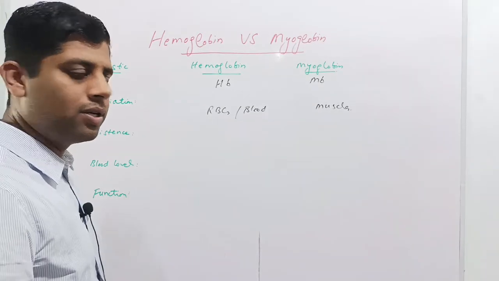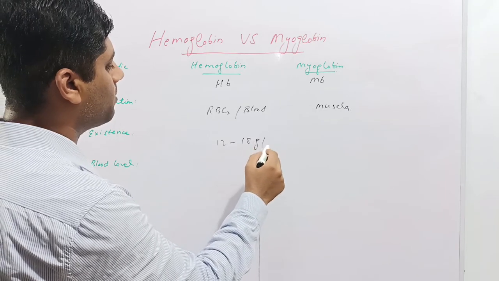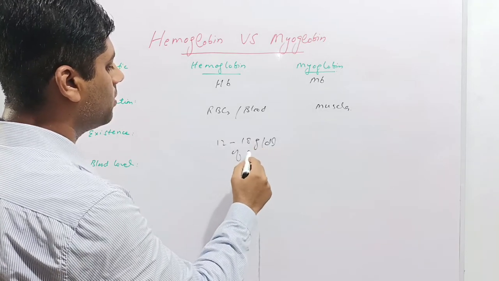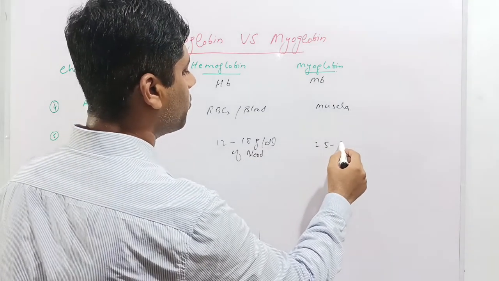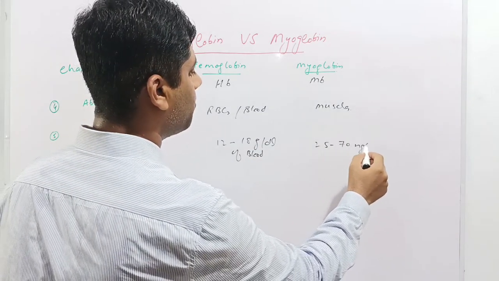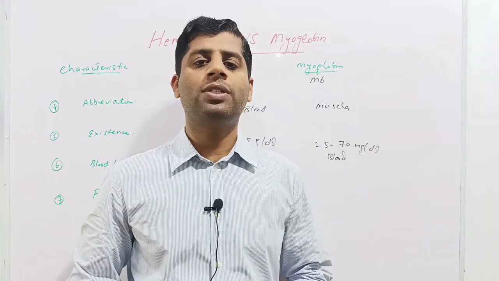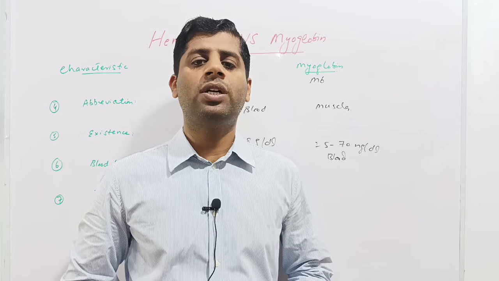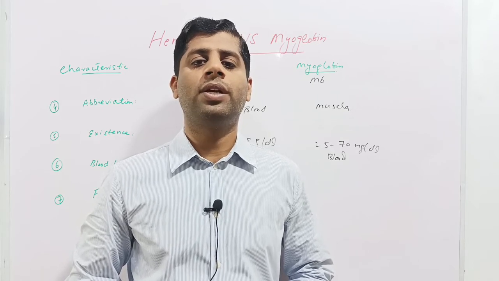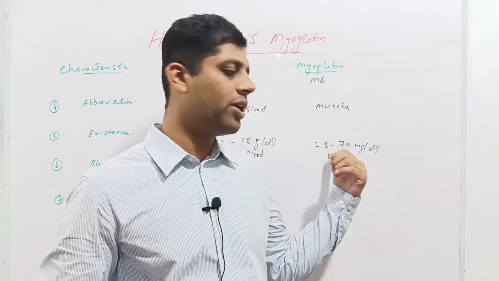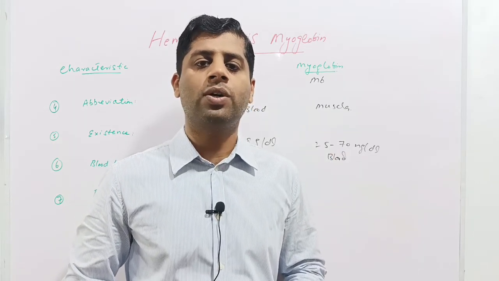Next is the blood level. In human beings, hemoglobin is present at the rate of 12 to 18 grams per deciliter of blood, while myoglobin is present at the rate of 25 to 70 nanograms per deciliter of blood. When the muscle cells die, the myoglobin of these dead muscle cells is disintegrated and dispersed in the blood and constitutes the blood level of 25 to 70 nanograms per deciliter, which can be determined through blood biochemistry.